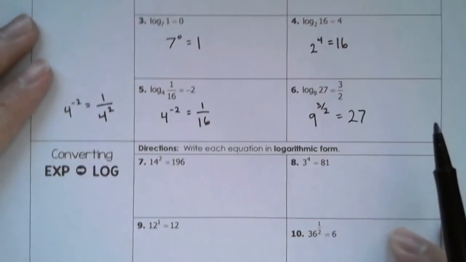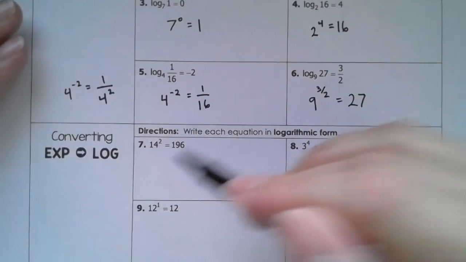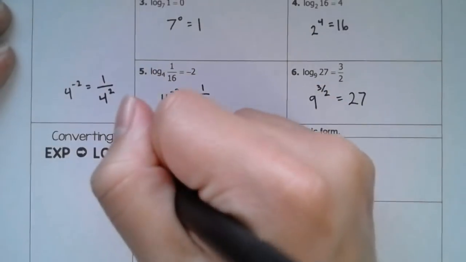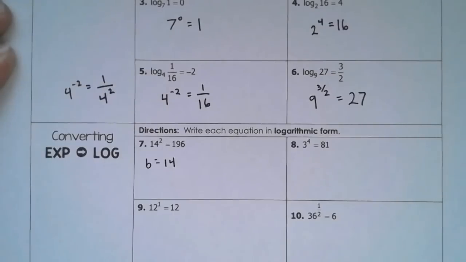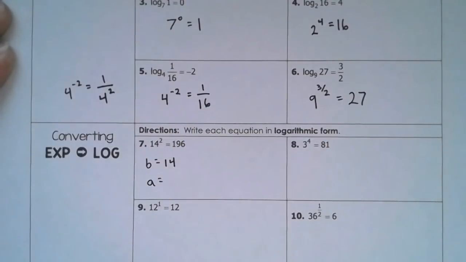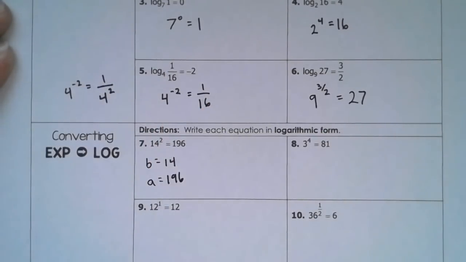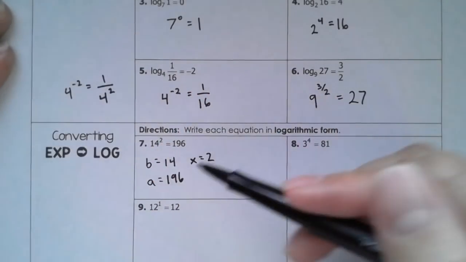For this next set, we're going to write each equation into logarithmic form. We're given exponential form. I have 14 squared is equal to 196. For our first one, I'm going to write this out. b would be 14, a in this case is equal to 196, and x is 2.